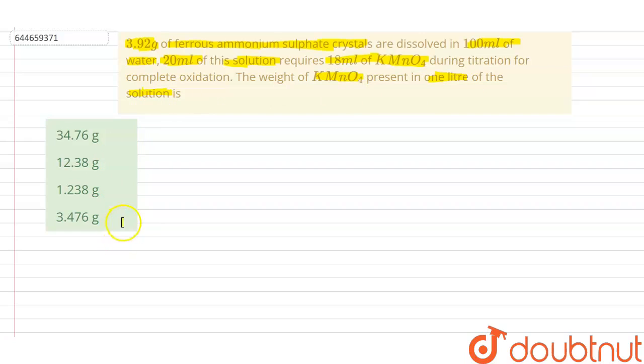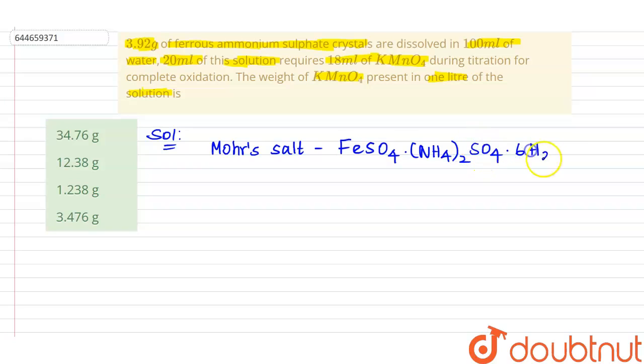So they gave 4 options. Let us find out how much KMnO4 is present in 1 liter of the solution. Okay, so let's calculate. First, ferrous ammonium sulfate crystal is nothing but Mohr's salt. So it is also called Mohr's salt. The formula will be FeSO4 dot ferrous ammonium sulfate hexahydrate, 6 moles of water. So first we have to find out the molecular weight of this salt.